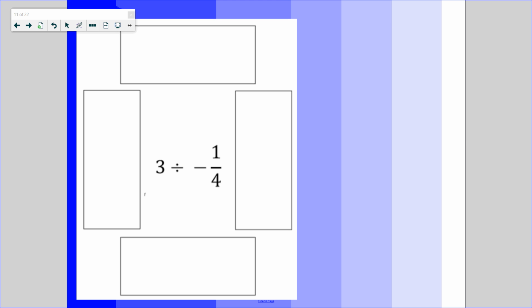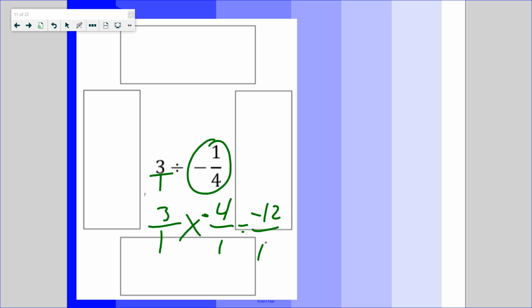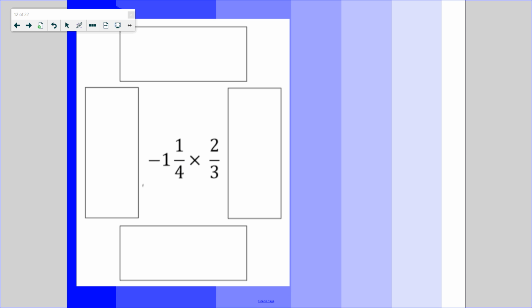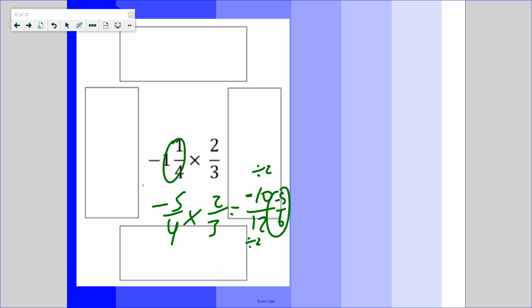Or this one, dividing. Is this in fraction form? Nope. So to divide fractions, you turn the division into multiplication, then you flip the second fraction. Negative, so it's negative 12 over 1, or just negative 12. Turn this into an improper fraction, negative 5/4 times 2/3. So I multiply, negative 5 times 2 is negative 10. 4 times 3 is 12. Can I simplify this? Divide by 2, divide by 2, negative 5/6.